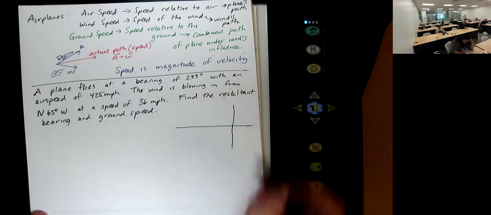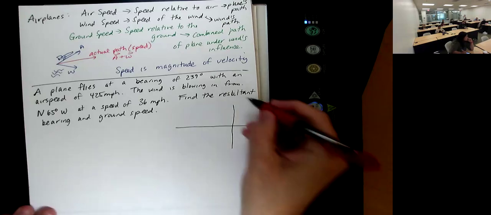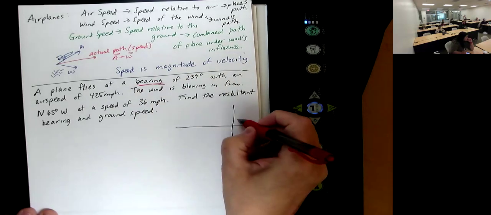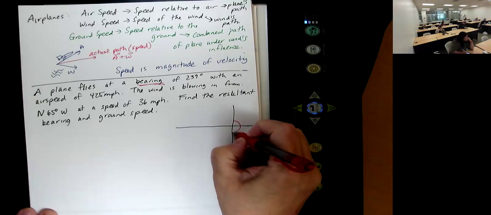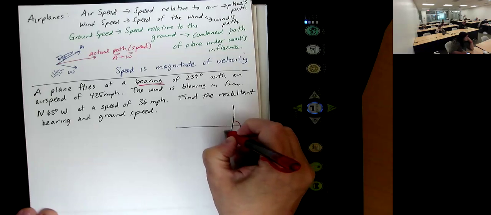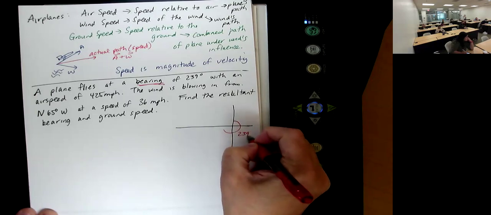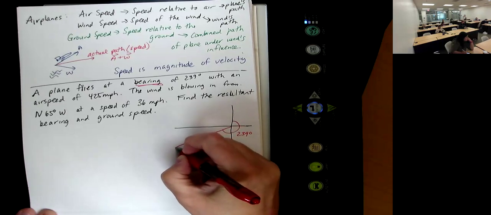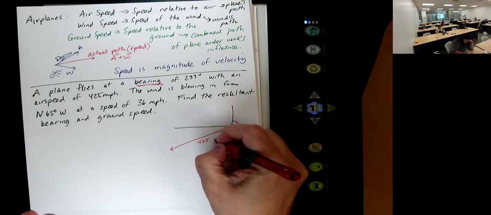So bearing is measured clockwise off of true north. The plane's bearing, I'll do in red. It's 239 degrees this way, that would be 180, that's kind of like 239. And we'll make it a longer vector because 425 is a pretty big speed.